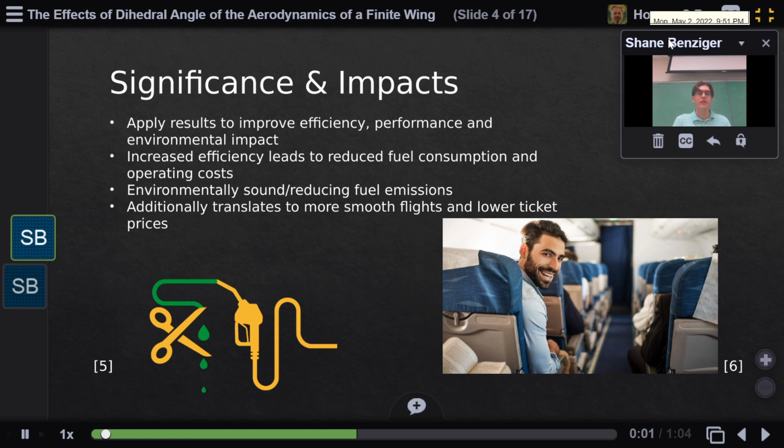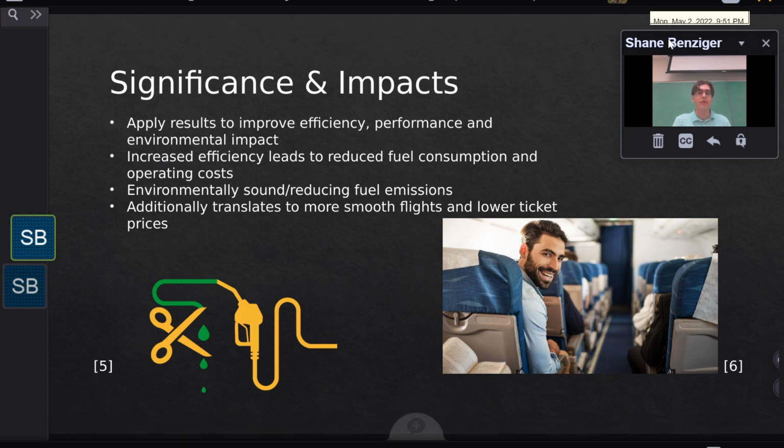The results from testing the effects of the dihedral angle can be applied to improve economic, social, and environmental aspects of society. Most importantly, they will be applied to improve the efficiency and performance of an aircraft. An increase in efficiency leads to reduced fuel consumption, smoother flights, and lower operating costs. Lower operating costs translate directly to consumers, allowing them to save money on flight prices. Lower fuel consumption reduces fuel emissions, further reducing the negative impact aircraft could have on the environment.